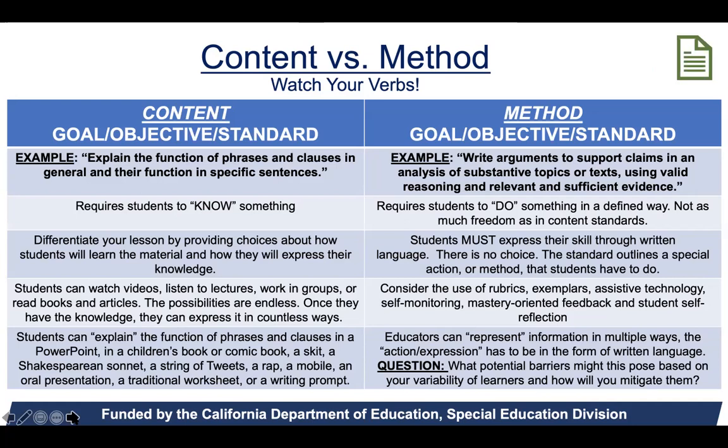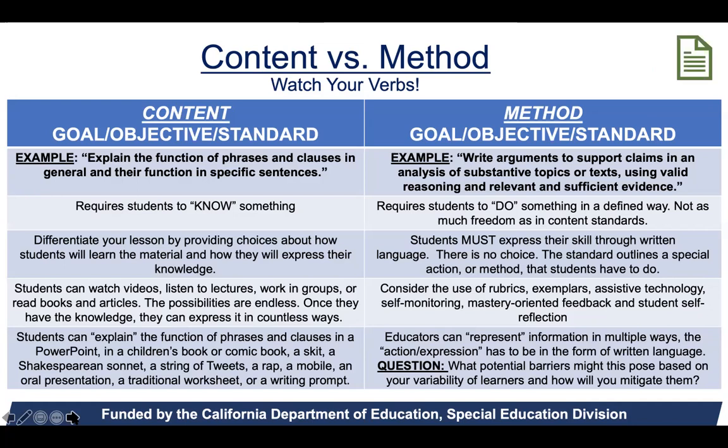So we have to really look at those verbs and whether they are wide, like explain, you can explain something in many different ways, or specific to a method for obtaining the goal, which would be students have to write. So that verb of writing is very narrow. So back to content. So content standards require students to know something. It allows us to differentiate the lesson by providing choices about how students will learn the material and how they will express their knowledge. So they express their knowledge, that's the verb component, and it's related directly back to the principle of action and expression.